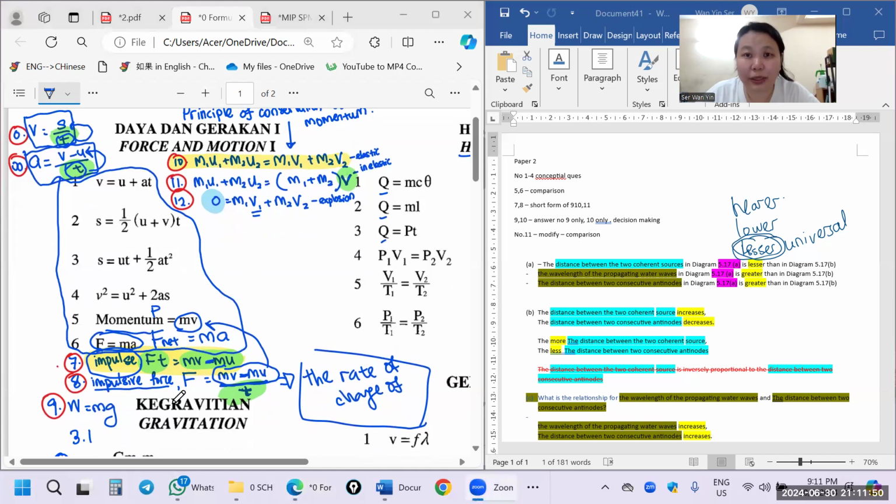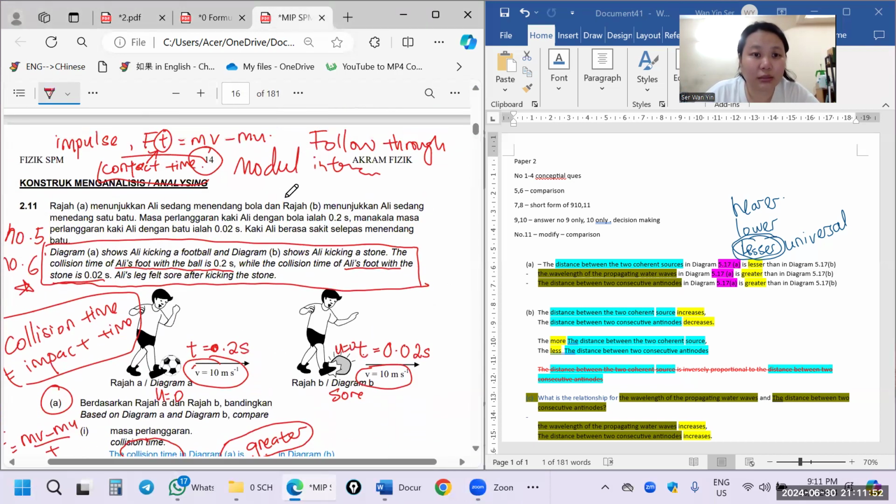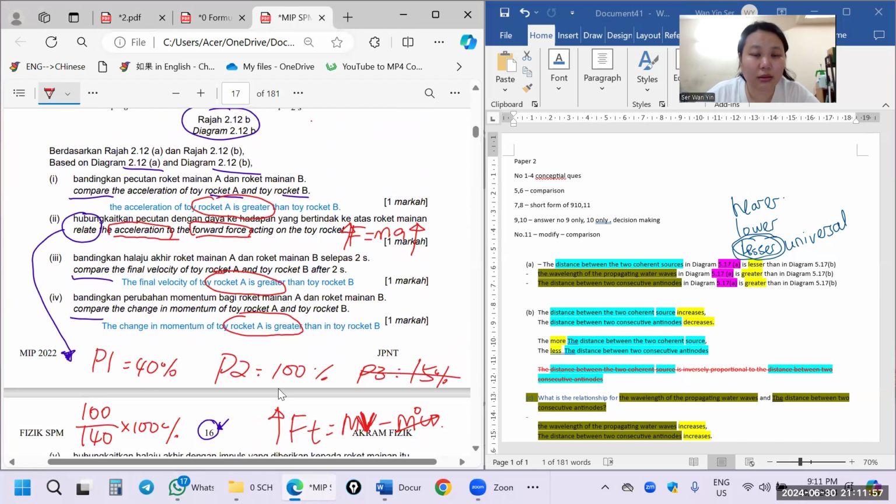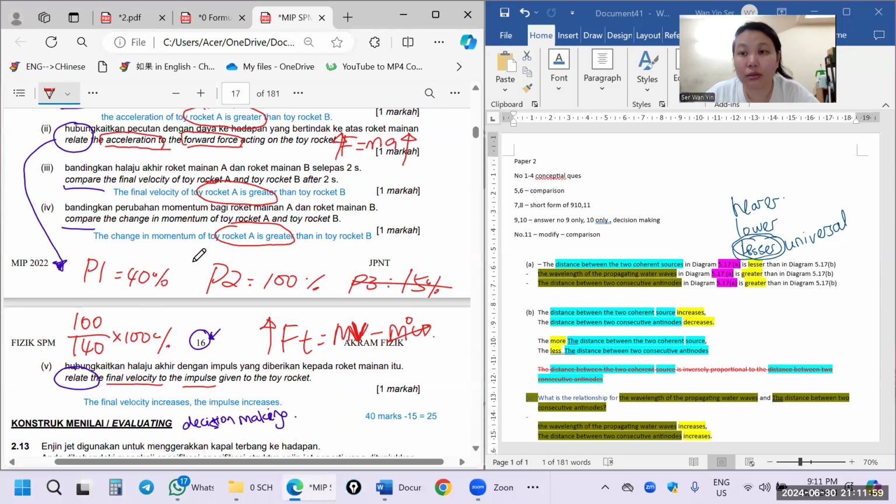Teacher, can you scroll back to page 15? Page 15. Oh, okay. Okay, so compare, relationship.